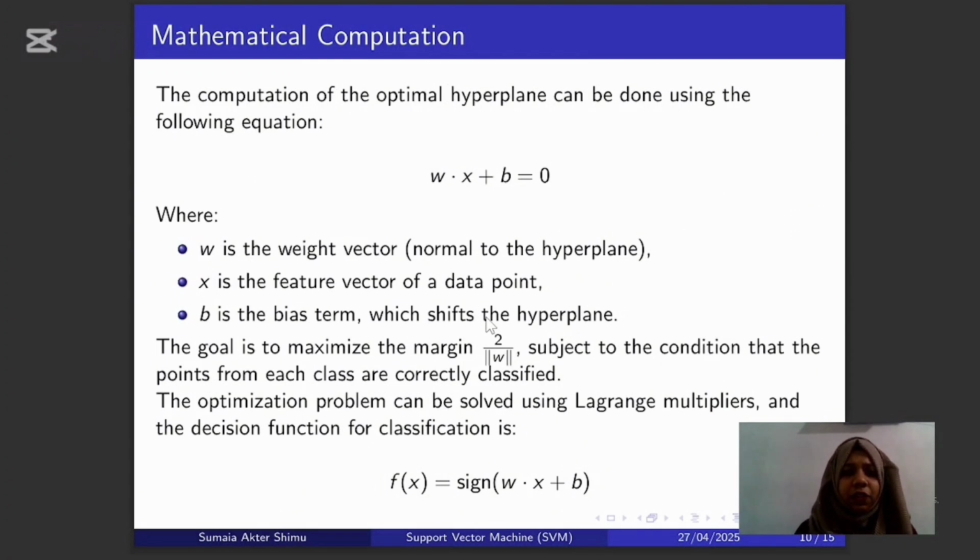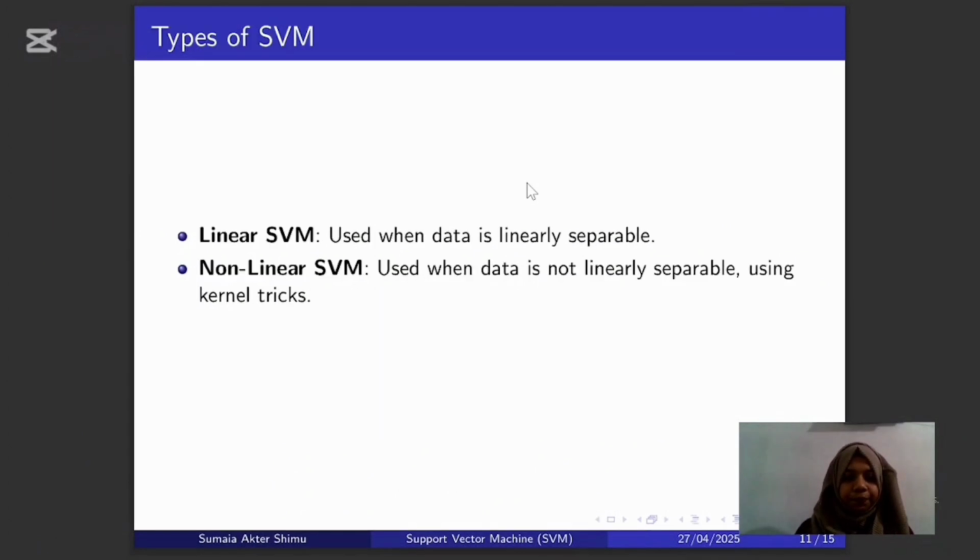This is the representation of mathematical computation in case of SVM. We can represent the hyperplane in SVM using the equation Wx plus b equals 0, where W is the weight vector, X is the feature vector of a data point, and b is the bias term.